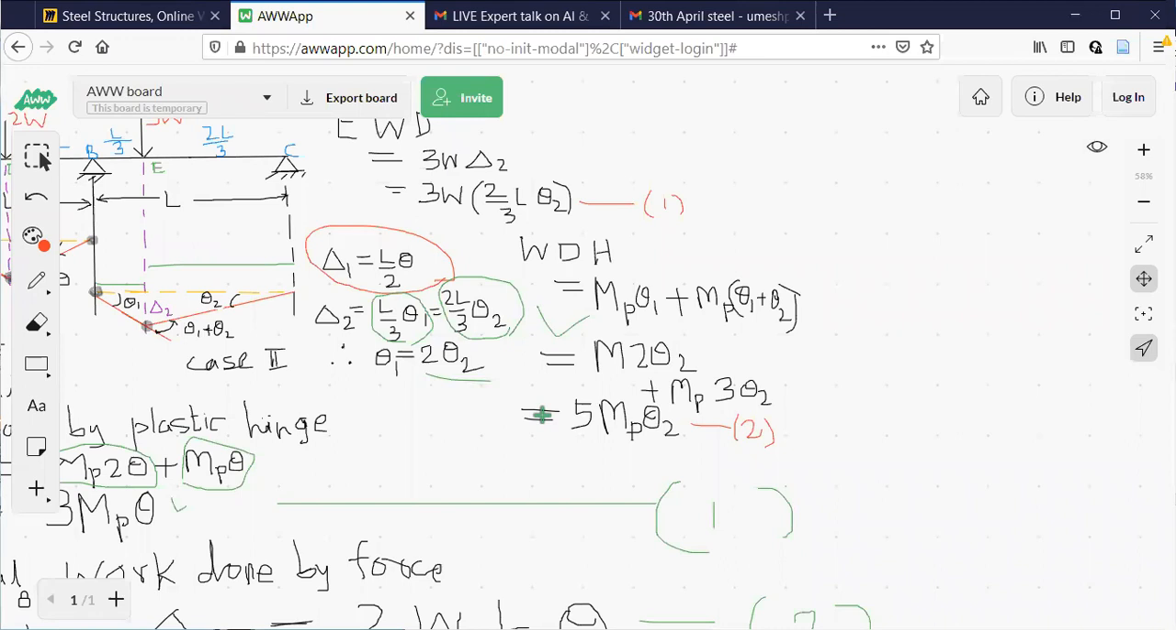You can check it and say, I'm waiting actually. I'm just waiting for your answers. You check it again. 2.5 MP by L I think it is, but even then just cross check it here. Internal work done is MP theta, or we can say MP theta 1 plus MP into theta 1 plus theta 2. So it is 2 times MP theta 1. Is it okay?